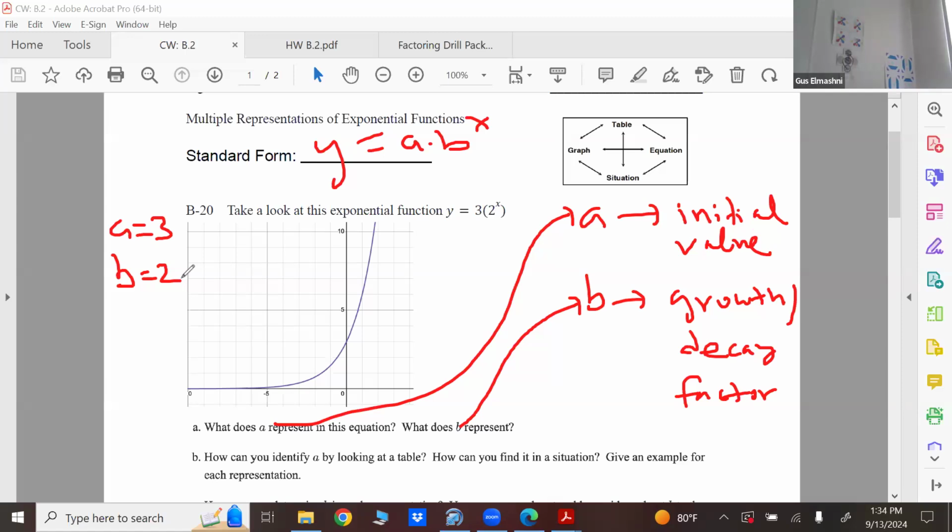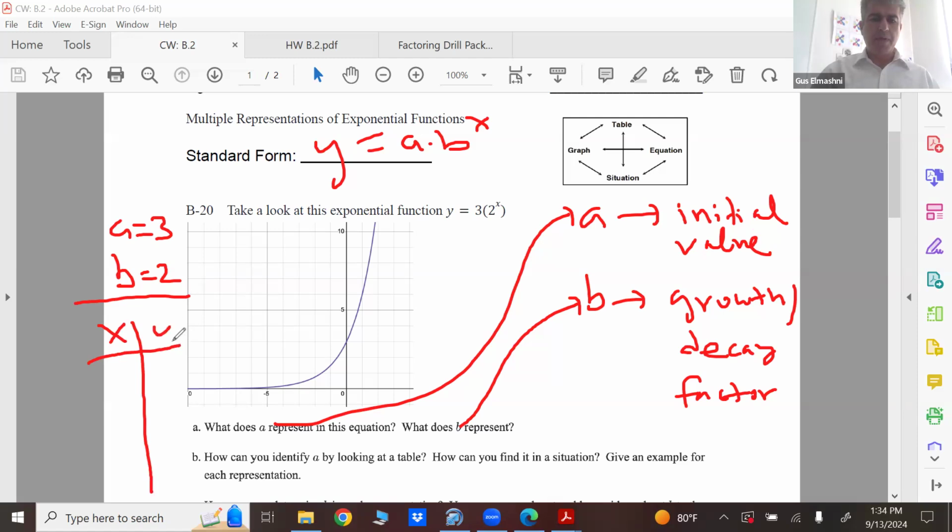And so using the raise to the x power, and multiply by 3 afterwards. Or PEMDAS, do exponent before multiplication. So you're going to raise 2 to some power and then multiply by 3 afterwards. So let's make a table, because part B is saying, how do you identify A by looking at a table? So let's do a table. Let me plug in these 3 numbers.